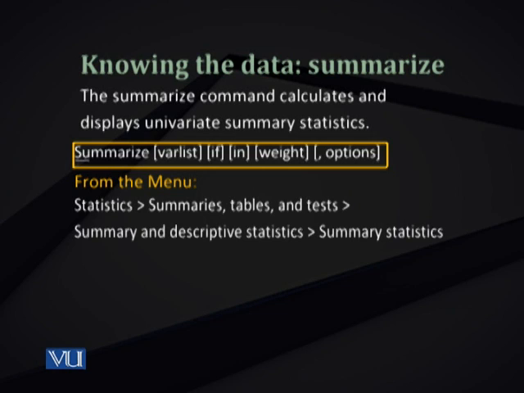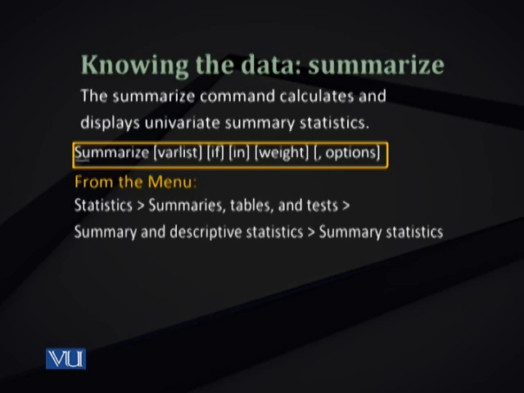Next you have a square bracket with if and then a square bracket with in. You have been using if and in with previous list commands also. So you can specify them here also. They are optional, so they are in square brackets in the syntax. Square brackets indicate that you may or may not fill in this information.